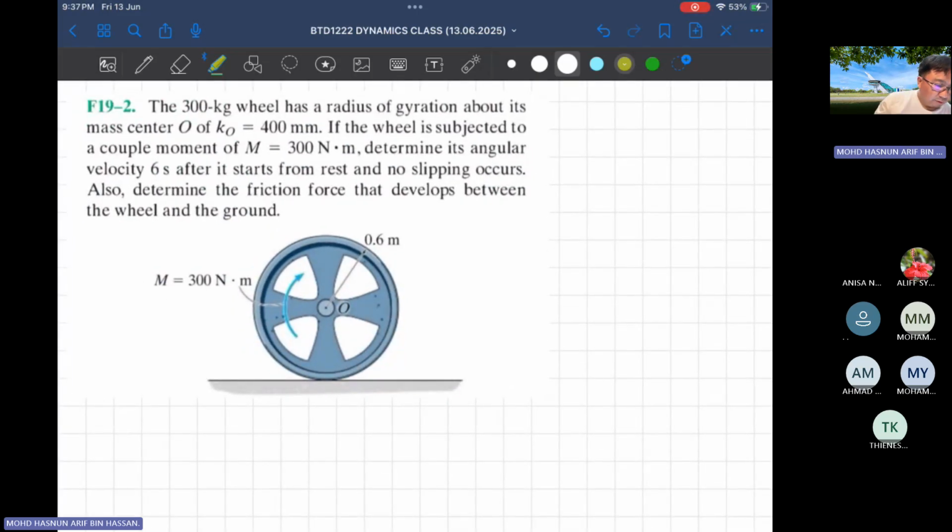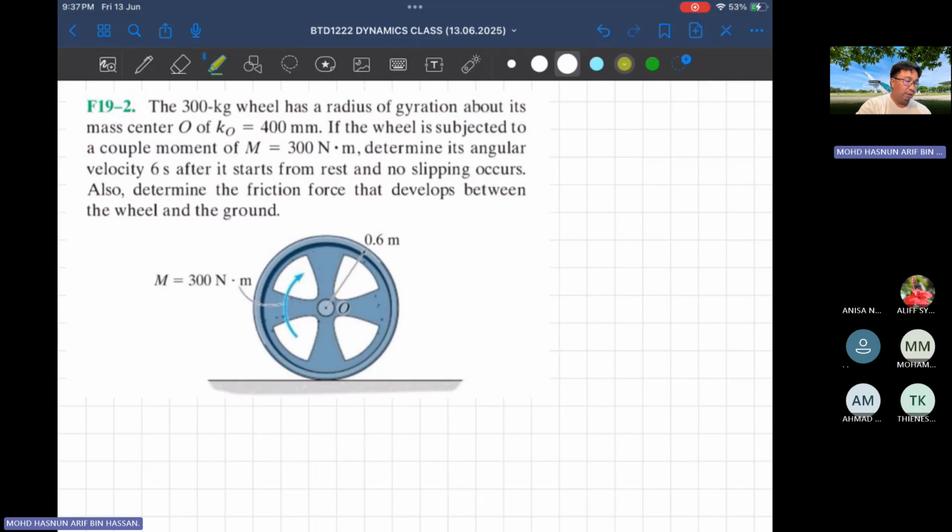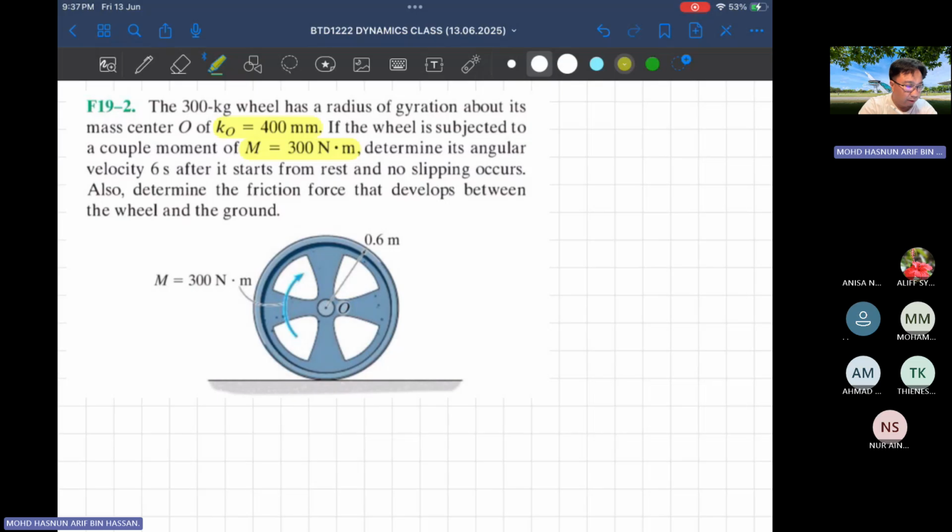A 300 kg wheel has a radius of gyration about its mass center, KO, of 400 millimeter. Again, this is the clue that this is non-homogeneous. KO is used to calculate IG or IO in this case. The wheel is subjected to a couple moment of 300 Newton meter. What you want to determine is its angular velocity 6 seconds after it starts from rest. Another clue is no slipping occurs. Also you need to determine the friction force that develops between the wheel and the ground. Those are the parameters that you need to find.